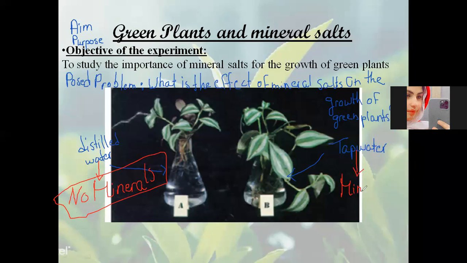So if I told you, Muhammad Fawaz, what is the variable factor in this experiment? In plant 1, distilled water, and plant 2, tap water. So Muhammad, what is the variable factor?